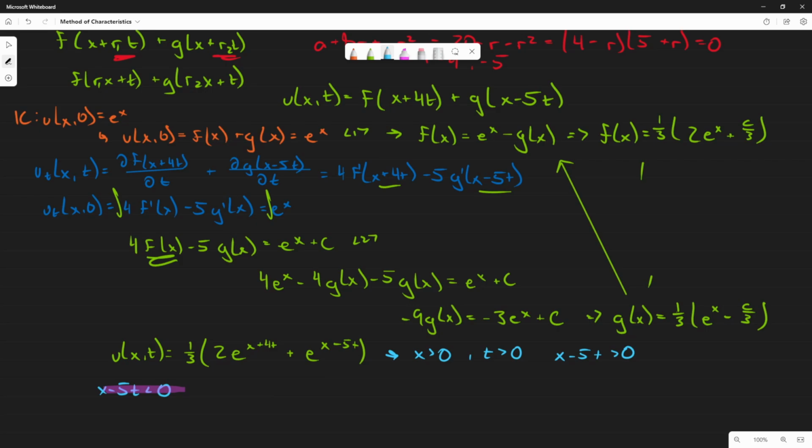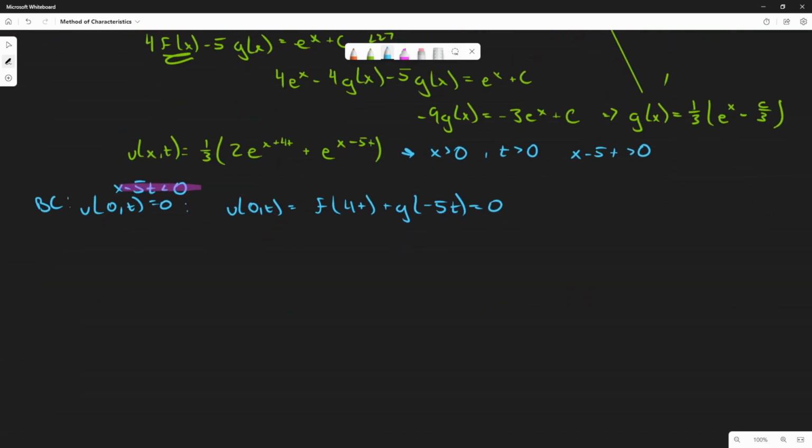And so to do that, this is where our boundary condition comes into play. So if we use the boundary condition of u of 0, t, I believe, is equal to 0, we get that u of 0, t will give us f of 4t plus g of negative 5t, and that is going to be equal to 0. So what do we do now?